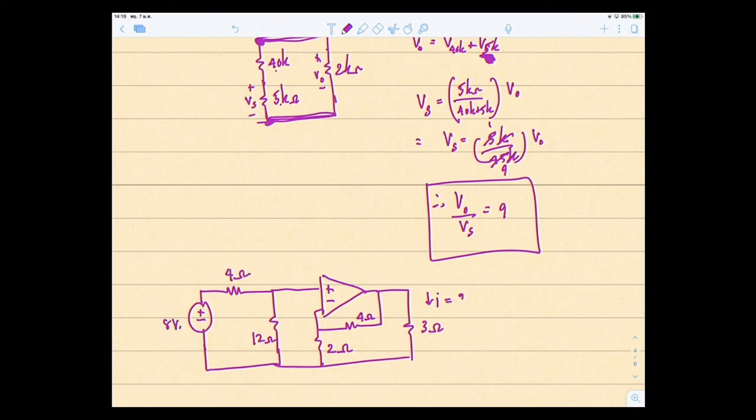Find the current passing through these 3 ohms. These 3 ohms are connected to Vout right here, so you can assume that's Vout right here. This is Vout, same node.